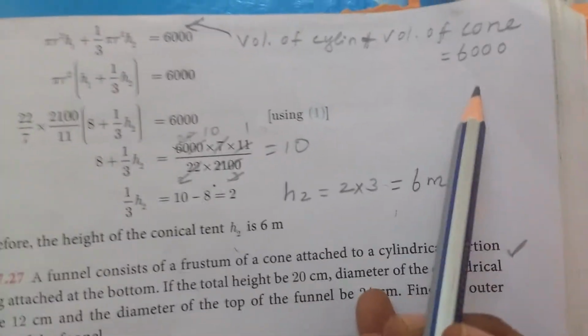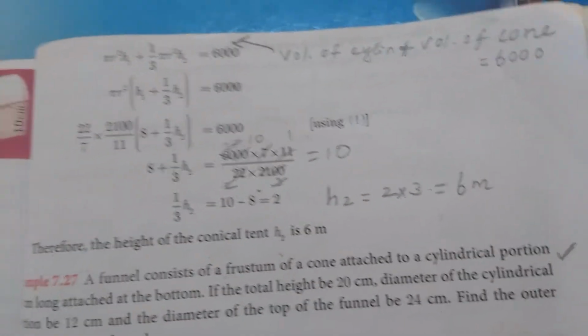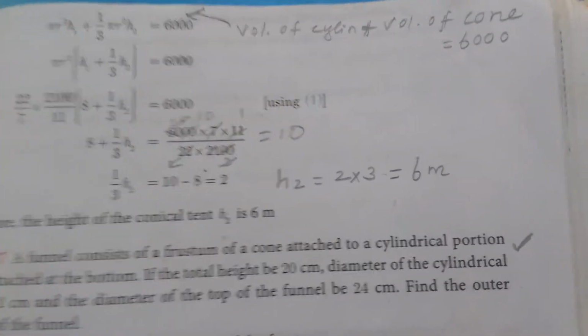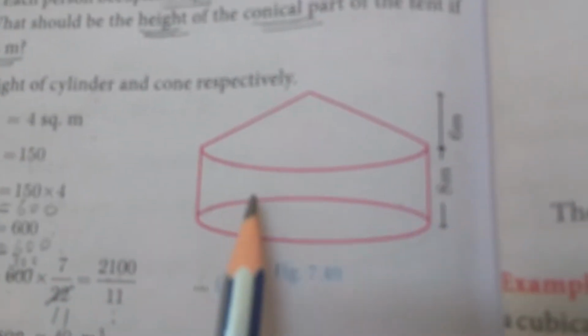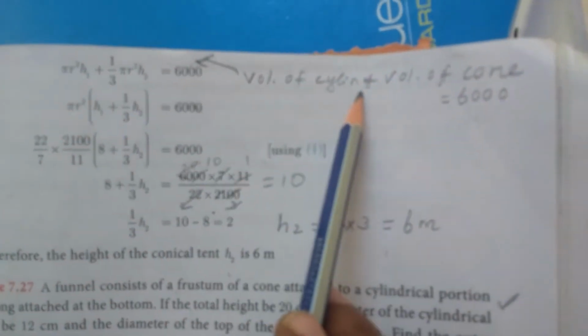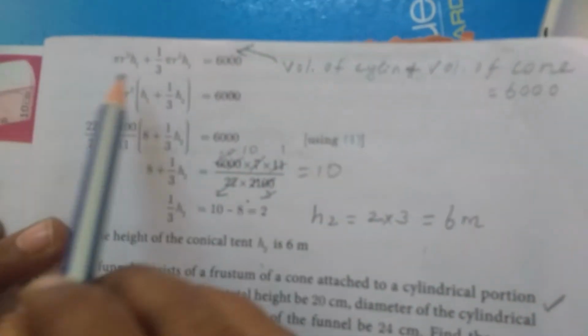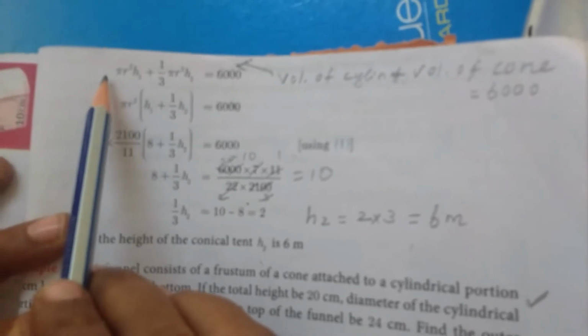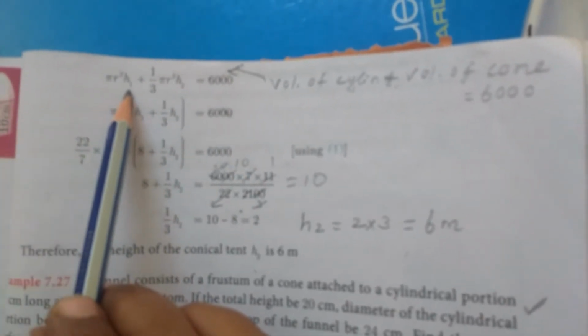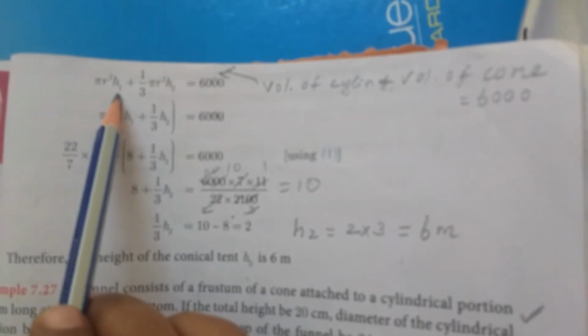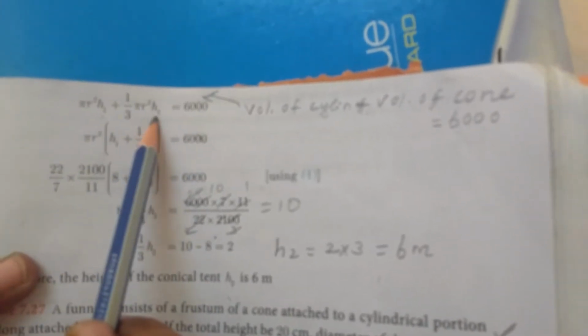Okay, see, volume of cylinder plus volume of cone. That is the total volume required for 150 persons. See this figure here, one cylindrical part and one conical part. So volume means both cylinder and cone. So take volume of cylinder plus volume of cone equal to 6000. Now write the formulas. Volume of cylinder formula, pi r squared h1. Why h1? Because h1 is the height of the cylinder. Then volume of cone formula, 1 by 3 pi r squared h2. Why h2?